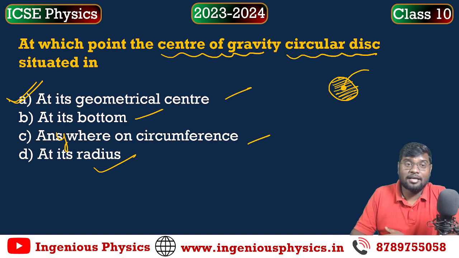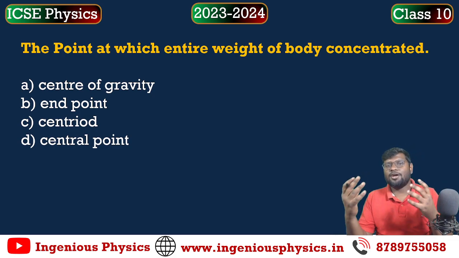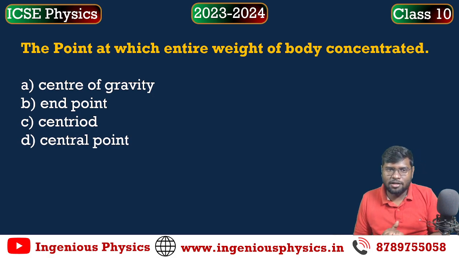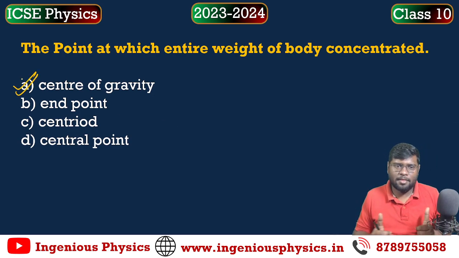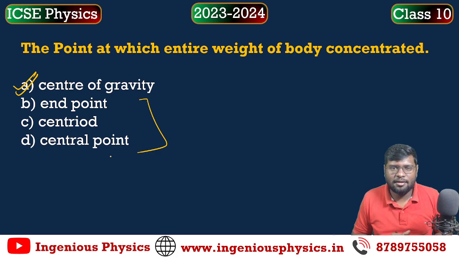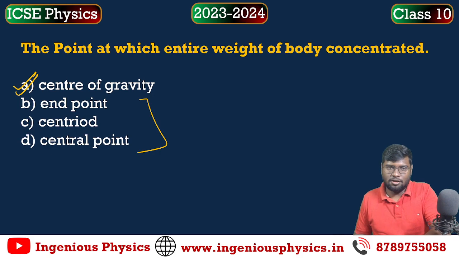Now let us move to the next question. The point at which the entire weight of the body is concentrated, right? You have studied this in chapter number 1. That point is called center of gravity, right? So the center of gravity is the correct option. I hope it is clear. Now let us move to the next one. Look, the other 3 options are not possible at all, right? That's why I directly take the center of gravity as the correct option, right?